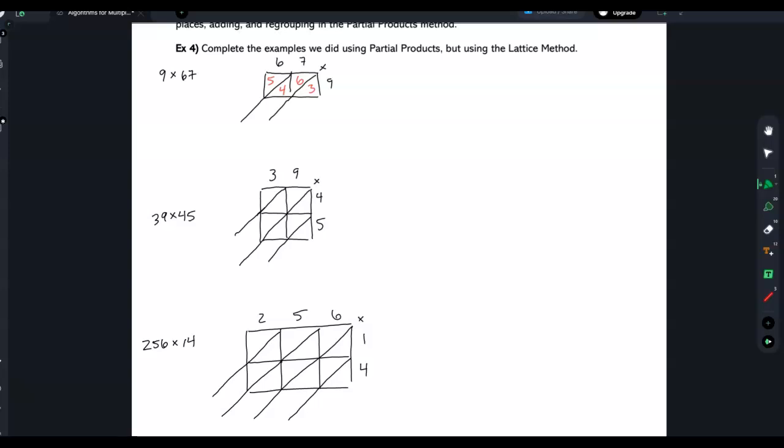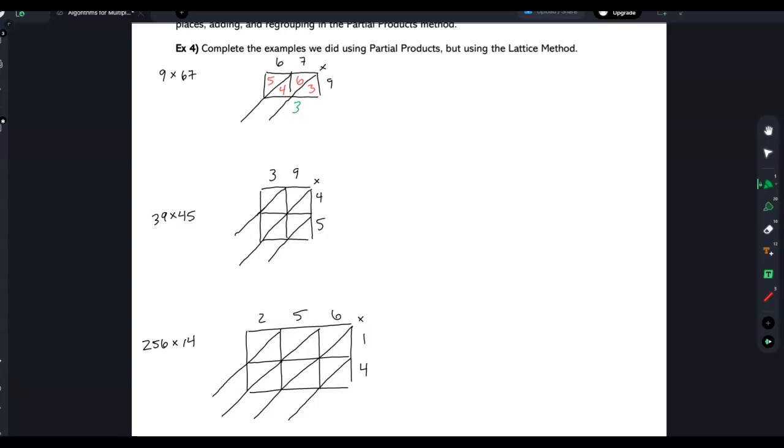So let's say I start with the rightmost one. So this diagonal right here, I would add all the numbers in that diagonal. In this case, that's only 3. So that's just going to be a 3. And then the next diagonal would be this one. And so I would add those numbers. 4 plus 6 is 10.